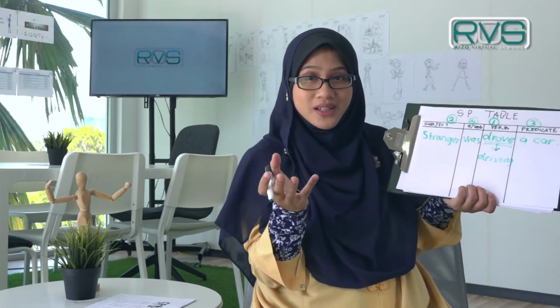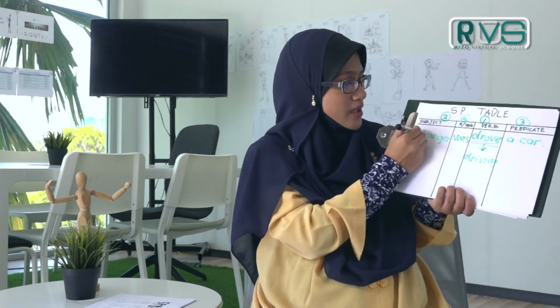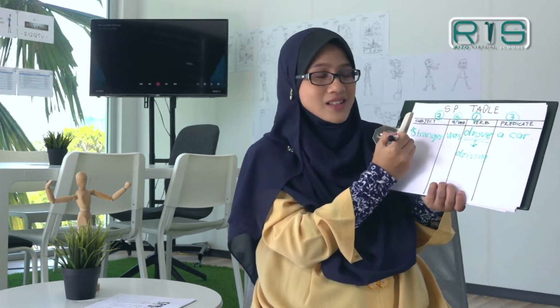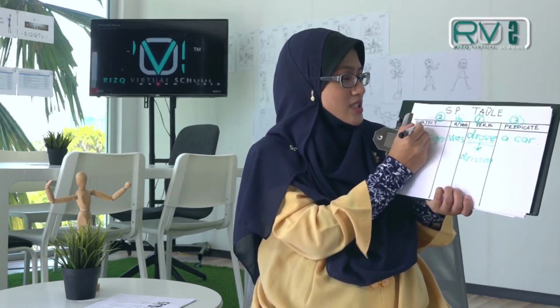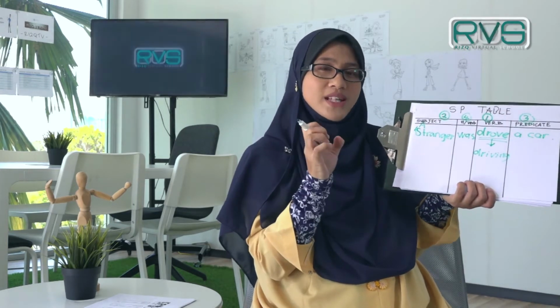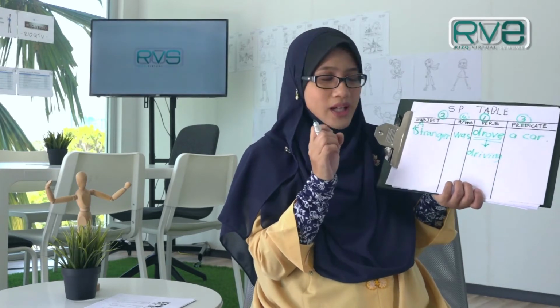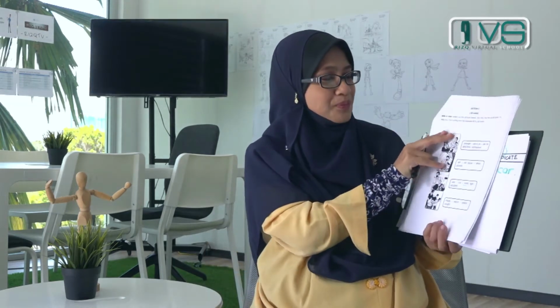Is it enough? Maybe you can add some more here in front, which is your articles. So you can say, a stranger was driving a car. See? Now only you can construct a proper sentence using proper grammar. Okay, let's try another one from the words here for paragraph 2.